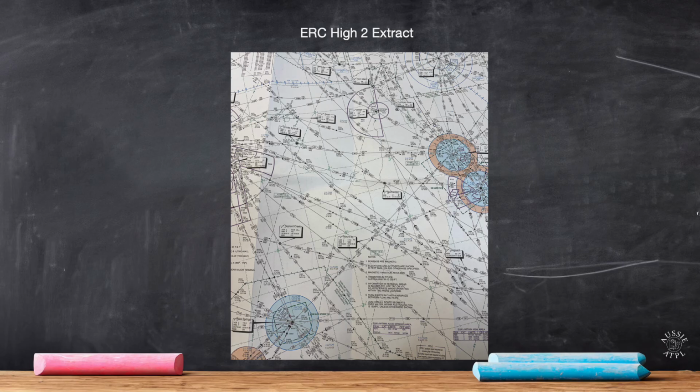So if you now head to your ERC High 2 chart, you can find the route which I've highlighted here, Cairns to Alice Springs. You'll find waypoint Onara right about here, and waypoint Rivlo will be here. Our equal time point, which is 11 nautical miles past Mount Isa, is located around this point there.